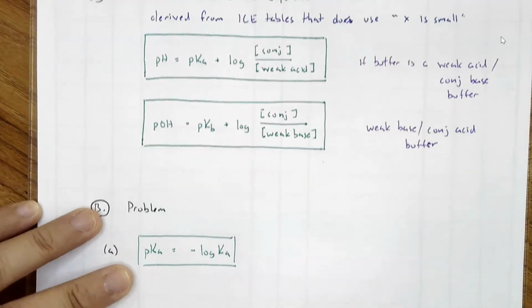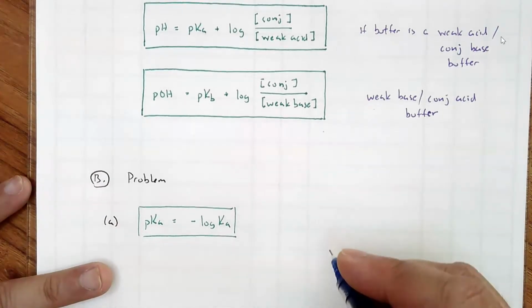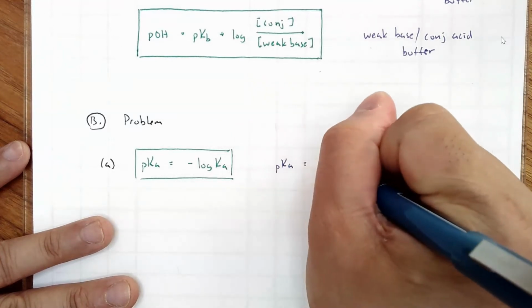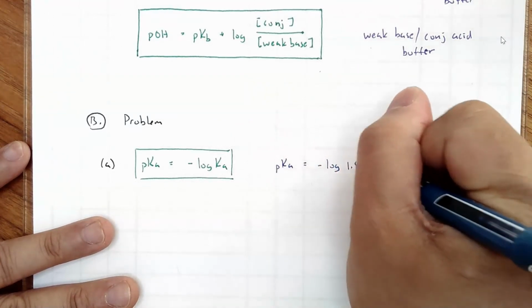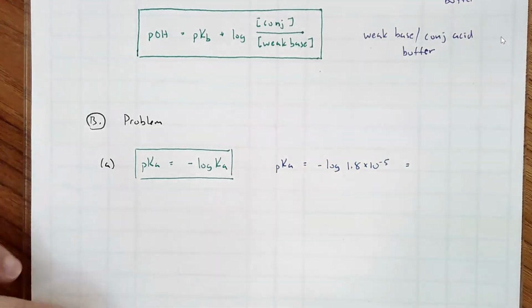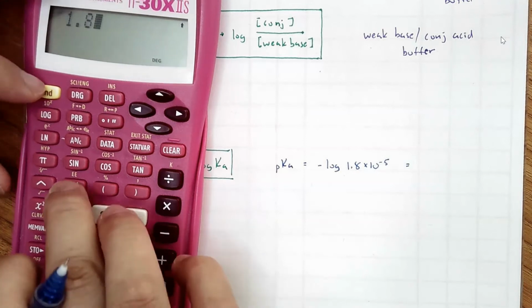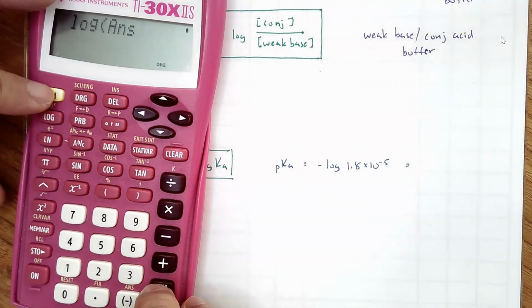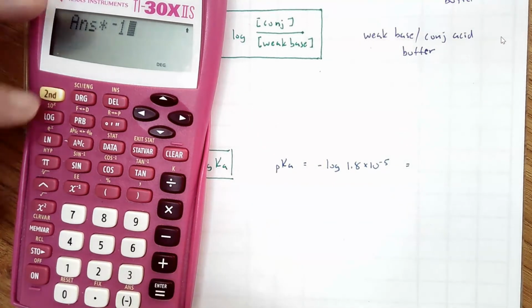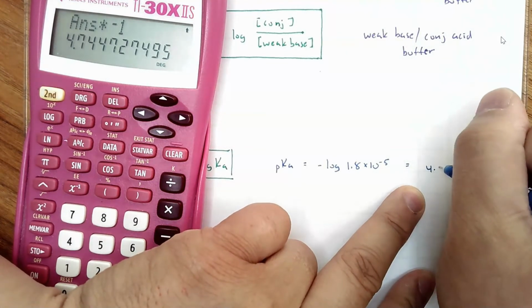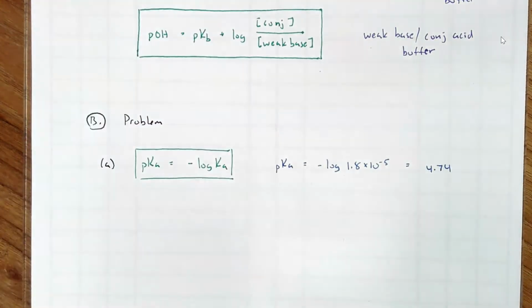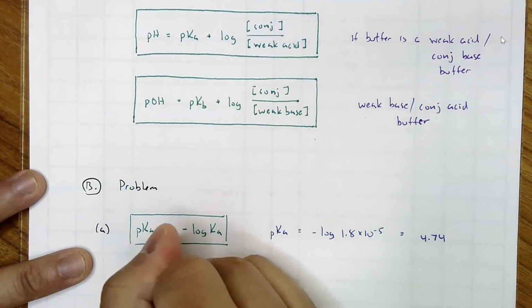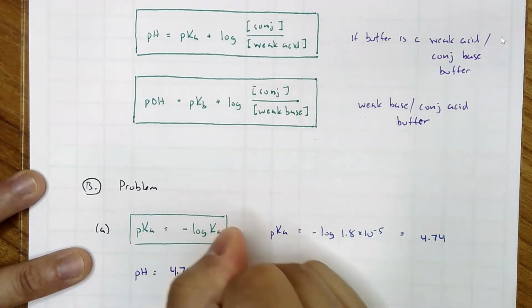If we're using the Henderson-Hasselbalch, we need the pKa or the pKb. pKa equals negative log, and the given Ka is 1.8 times 10 to the minus 5. Let's use 4.74 as the pKa. When we plug into the Henderson-Hasselbalch equation, we have pH equals 4.74 plus log.